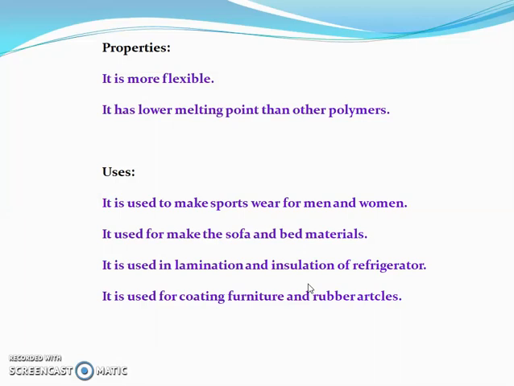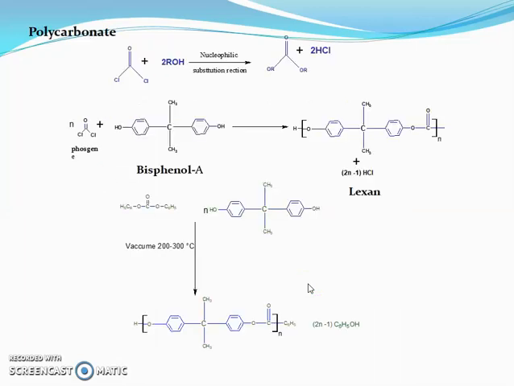They may be used as upholstery material for sofas and beds. This is a flexible foam. There is also a rigid foam, used in insulating laminates and insulation cover in the refrigerator. It is also used for coating furniture and rubber articles for resistance to abrasion.